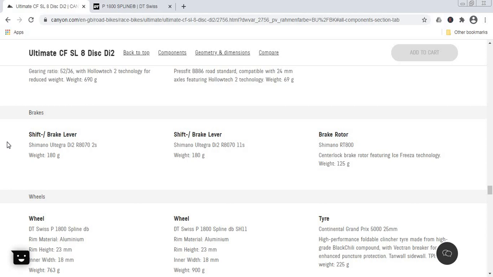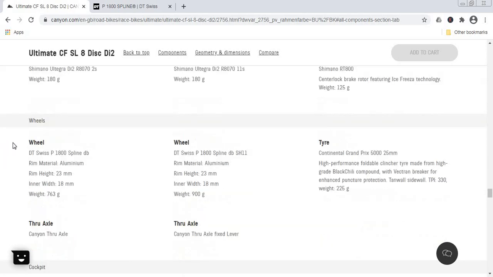When it comes to the braking performance on the bike, another superb choice, Shimano's Ultegra hydraulic disc brakes. No complaints here, superb stopping power. They also are paired with the Shimano RT800 braking rotors, Ultegra level braking rotors, 160mm front and back, as I can see from Canyon's images, and these are braking rotors with the Ice Tech Freeza technology. I mean, superb braking rotors from Shimano, absolutely no cutting corners.